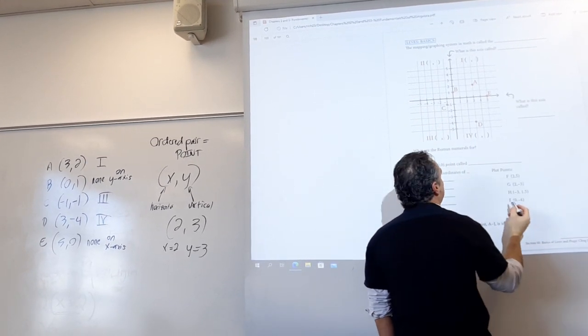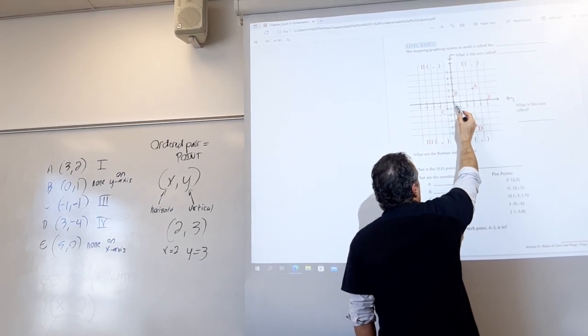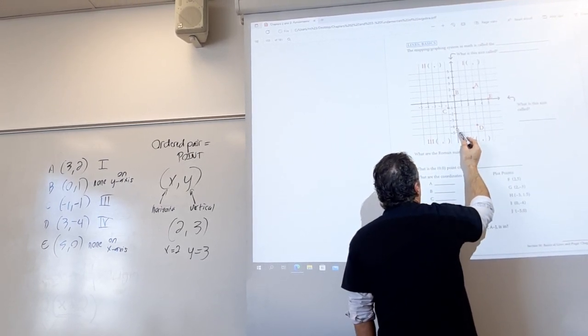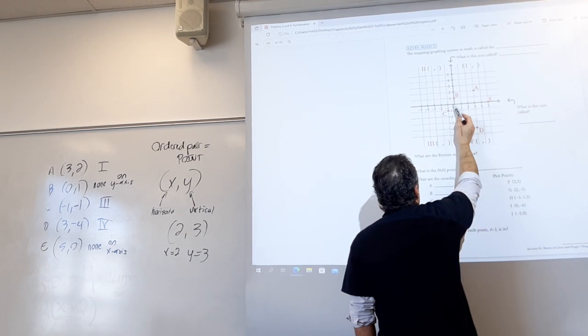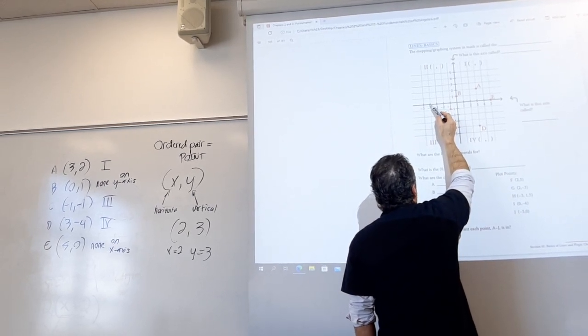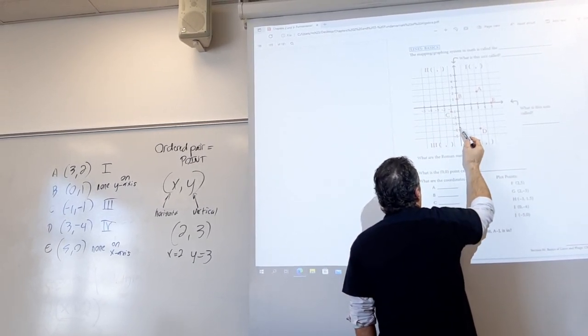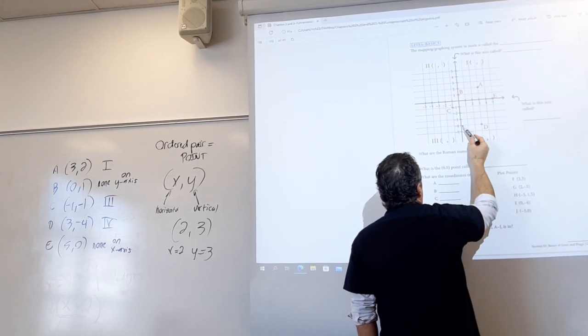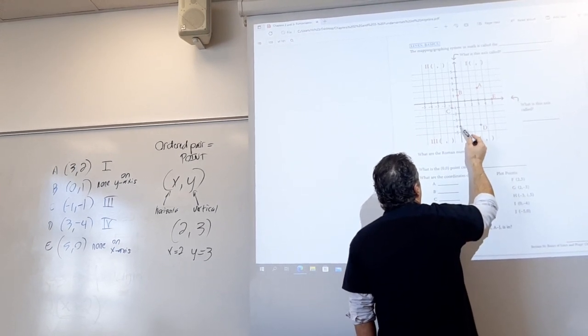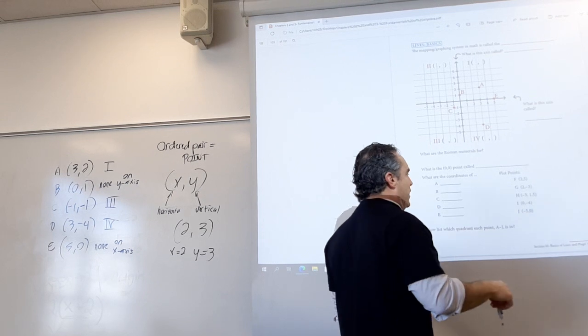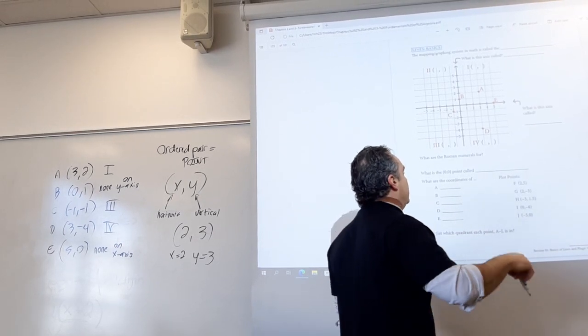Very good. 0, negative 4. 0, negative 4? X-axis. Right there. Or 0, negative 4. Which one? This one or this one? Y-axis. Okay, so 0 this way, negative 4 right there. That is the correct answer. What quadrant is that? Y-axis. None. It is on the y-axis.